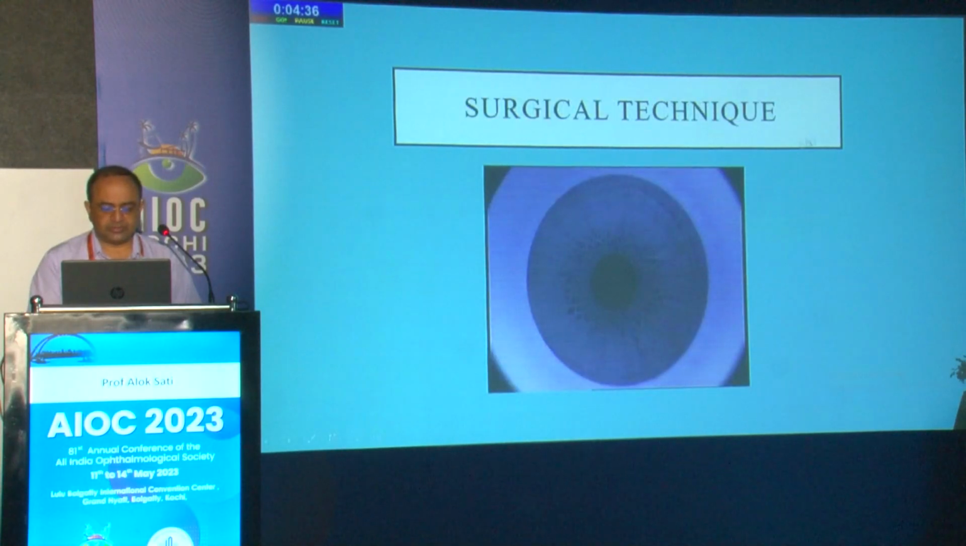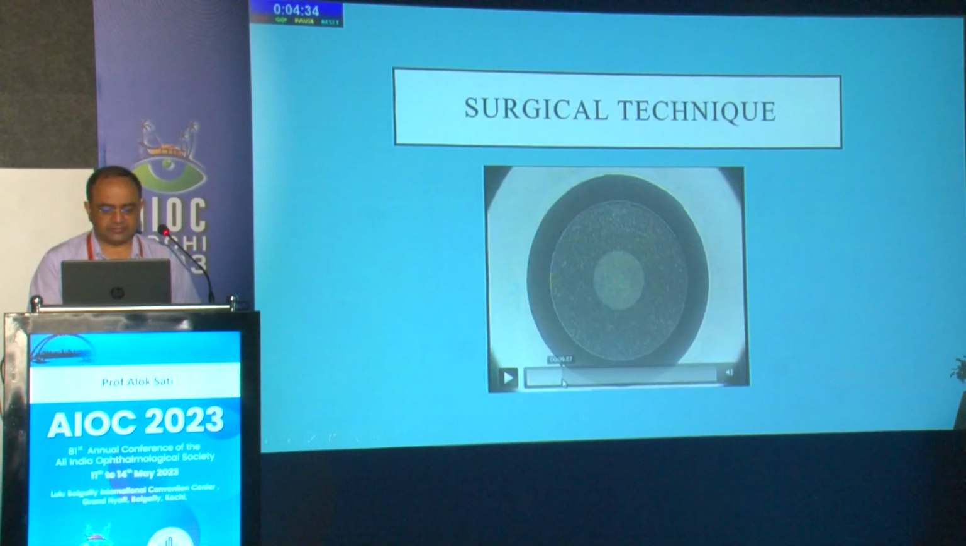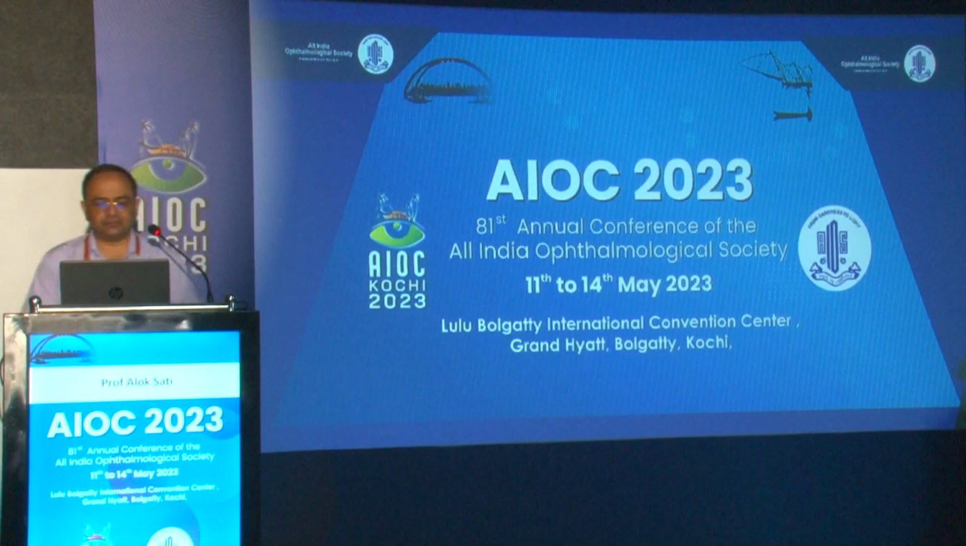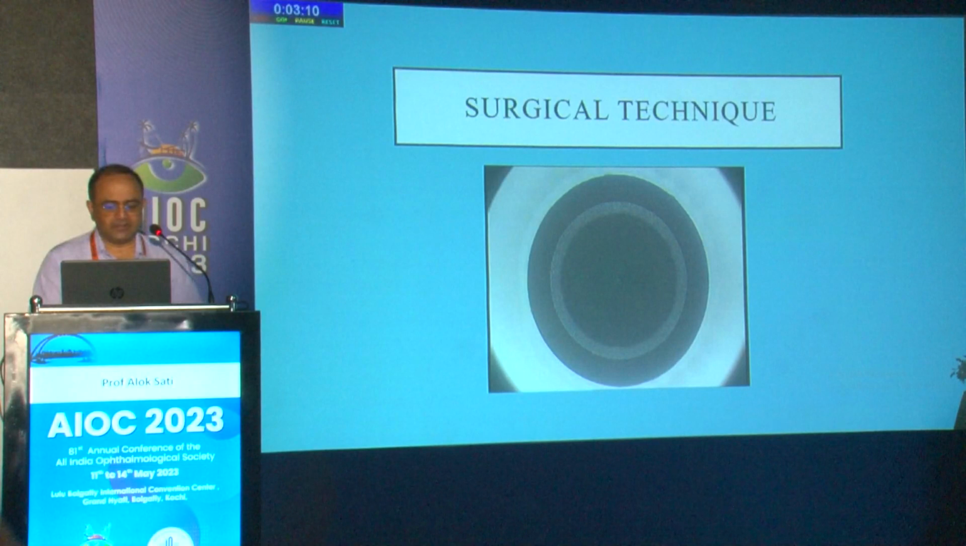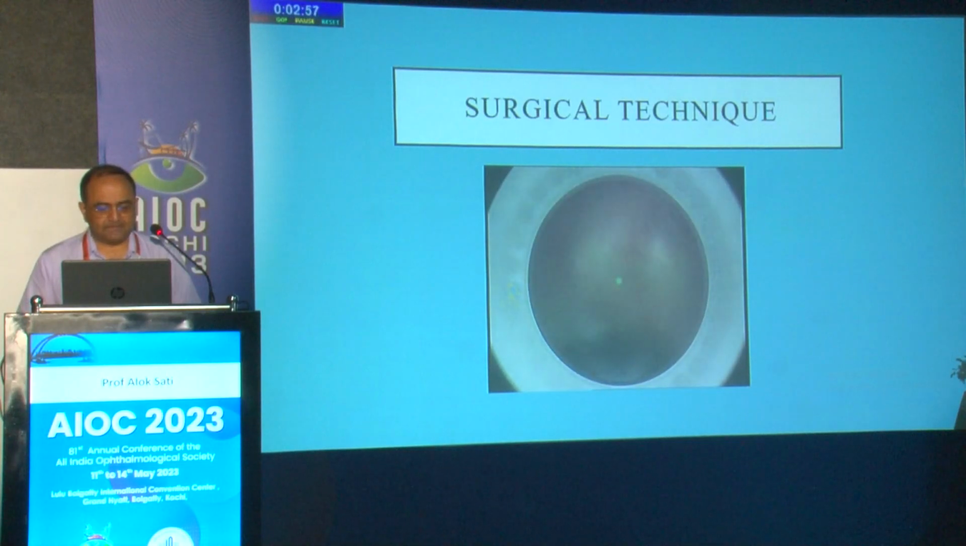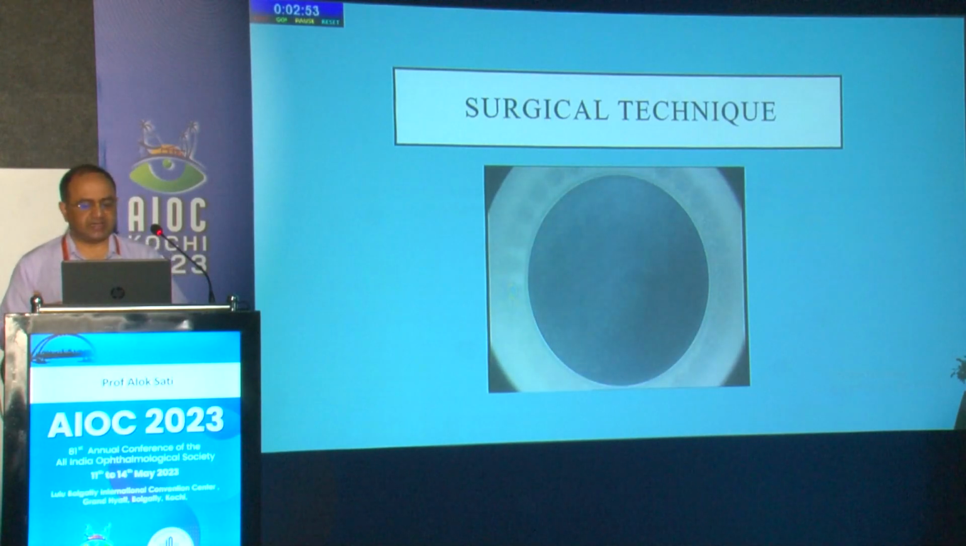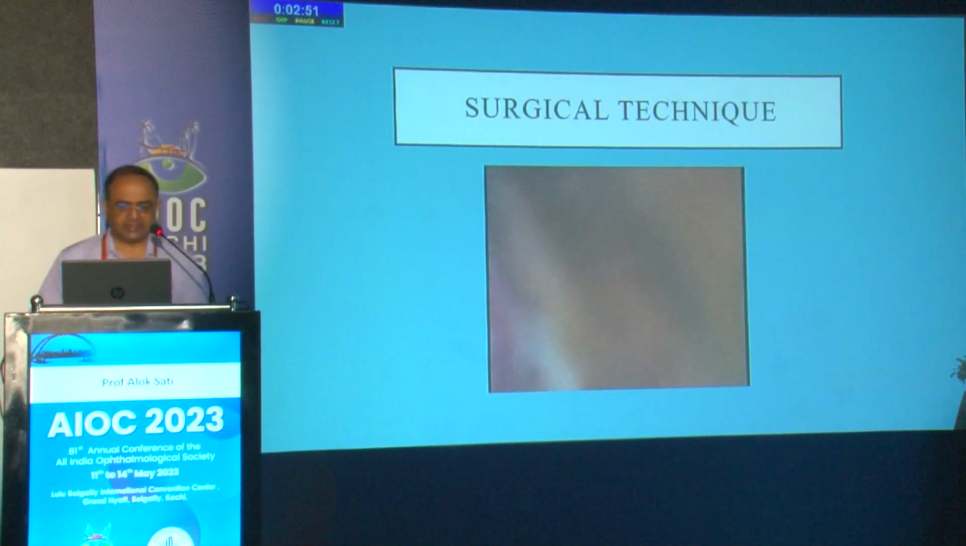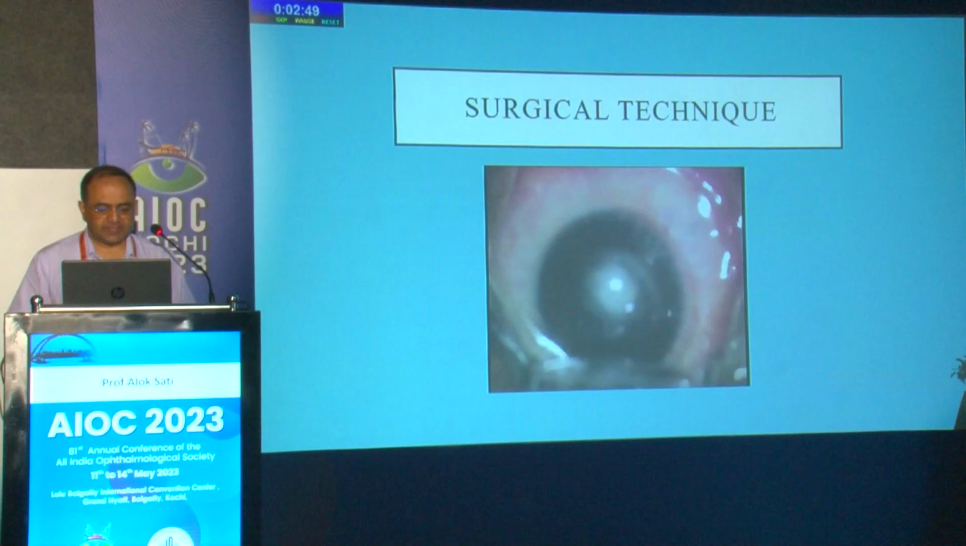And this is how the procedure is being performed. So this is how we perform the SMILE procedure. We first create a plane at the lenticule level, that's the posterior level, and then at the cap level, what we call it, then the side incision, and then we bring the patient's eye under a microscope, which is already there in the SMILE machine.